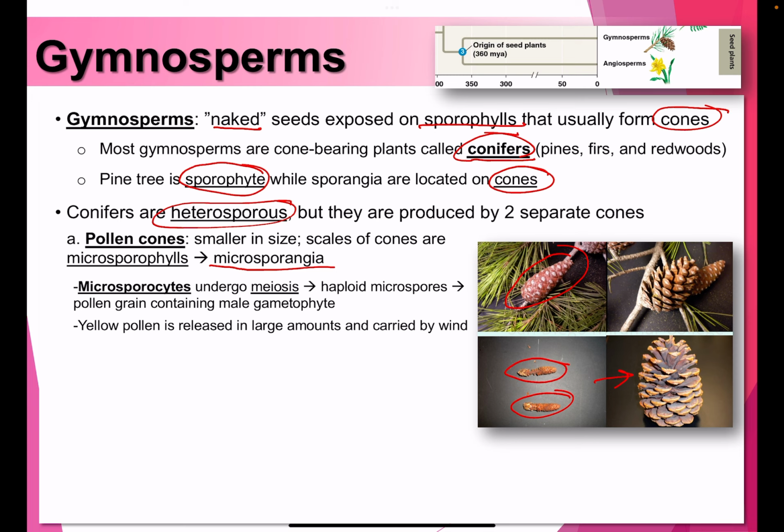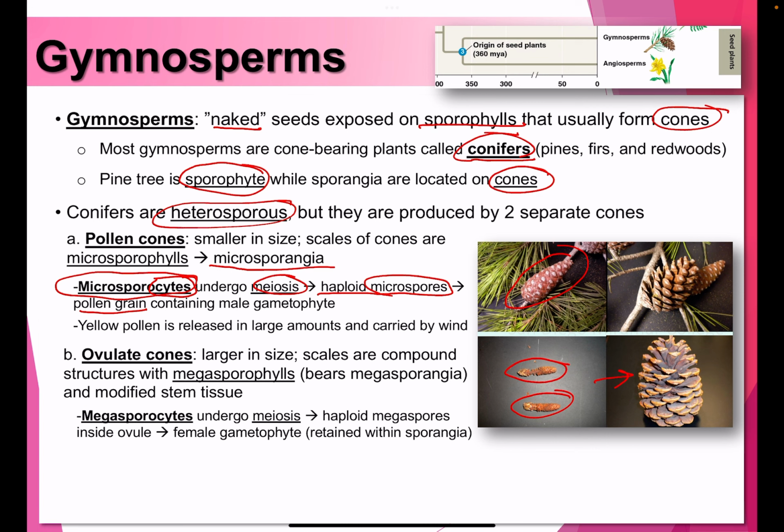So within the microsporangia, there are cells that are called microsporocytes. In anatomy and physiology, I always say that the suffix "cytes" always means cells. So microsporocytes are cells that reside in the microsporangia. And it is these cells that undergo meiosis. Remember, that is meiosis, not mitosis, that makes your haploid microspores. And then these microspores will become your pollen grains that contain your male gametophytes. And the male gametophytes are the ones that end up making sperm cells.